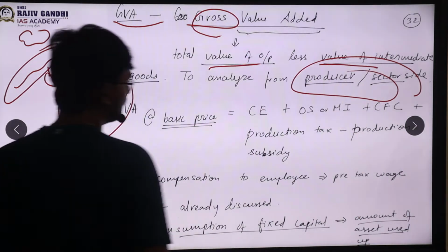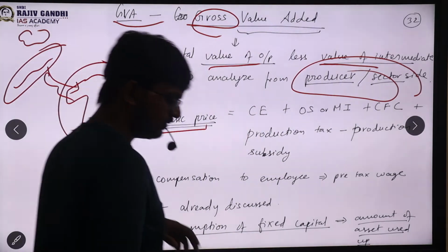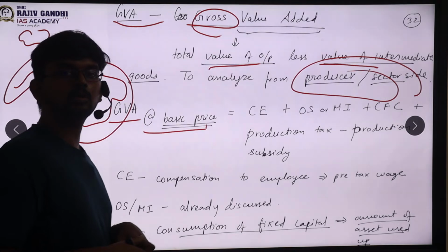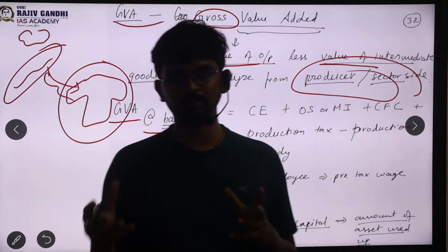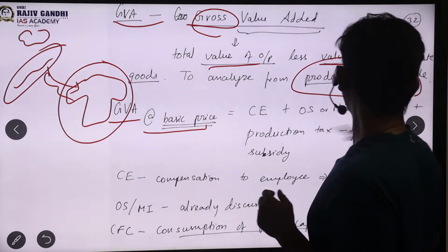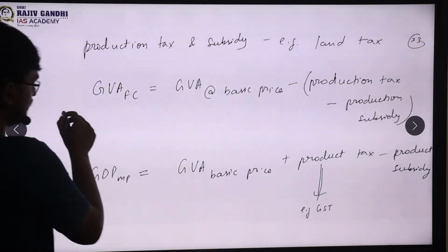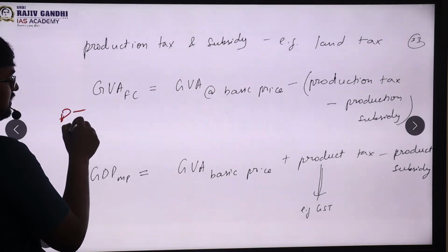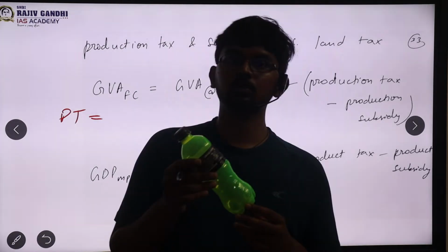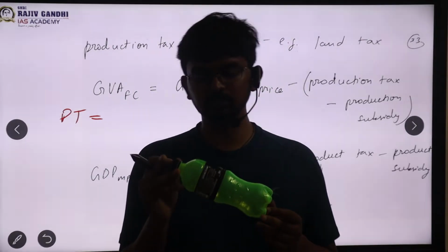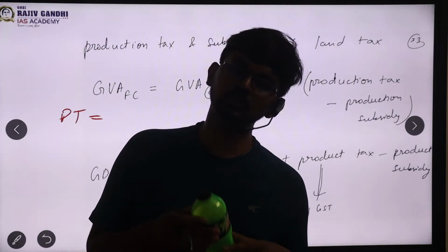Now what we'll do is calculate GVA at basic price. But before going into basic price, I want to explain a concept called product tax and production tax. Product tax we have already seen. Product tax is nothing but tax imposed on a final commodity. Let's take this bottle of cool drink, let's say it's 20 rupees. On that GST is imposed as 5 rupees. That is the product tax.